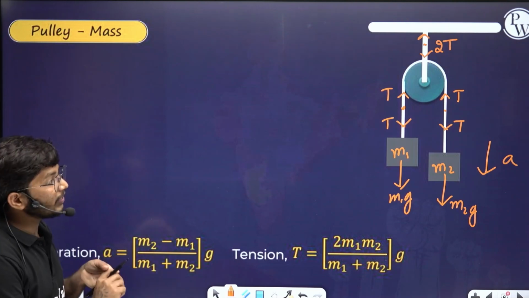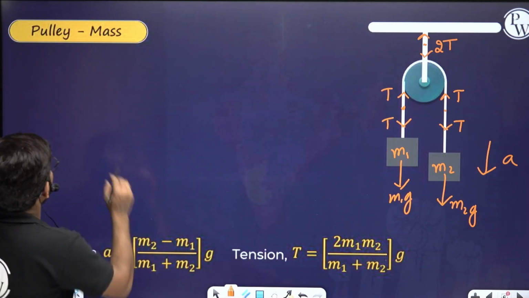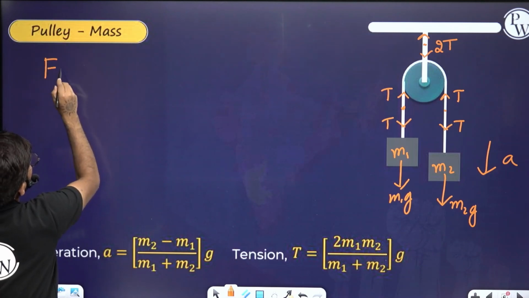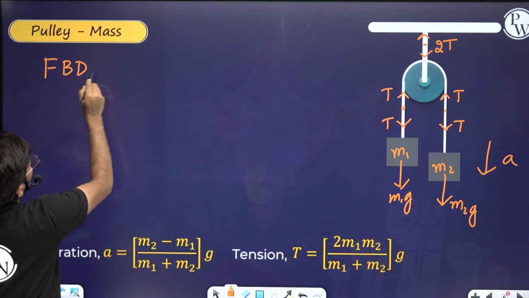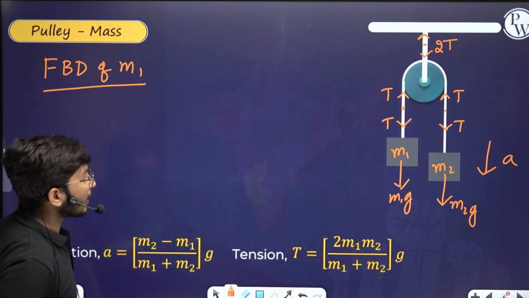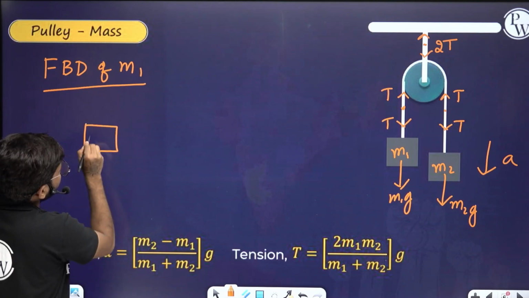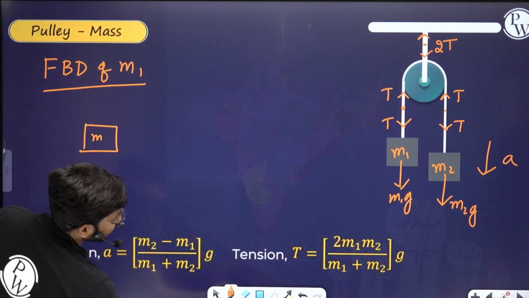If I assume that there is an acceleration in the system in this direction, how do we get this value of acceleration? I'm going to tell. See, what do we do? Write the free body diagram of M1. FBD of M1 I am writing. See guys, in the FBD of M1, what are the forces acting on M1?